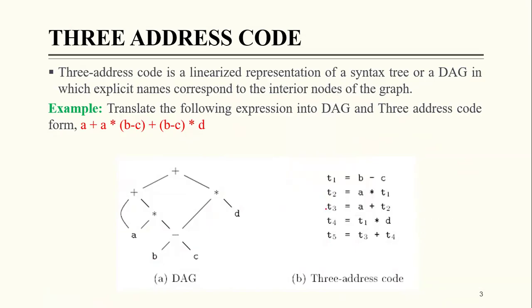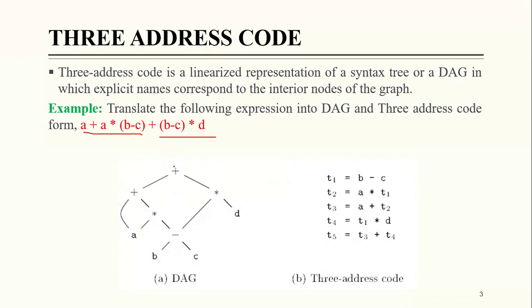Right. So for the given expression, we are constructing the DAG. We split this expression into two sub expressions, that is a plus a star b minus c, and plus b minus c star d, because the common sub expression in these two parts is b minus c. So we have split the given expression into two halves. For the two sub expressions, the common sub expression is b minus c.